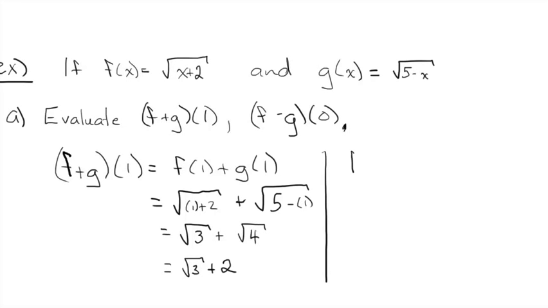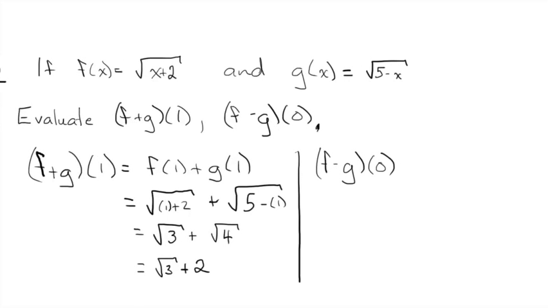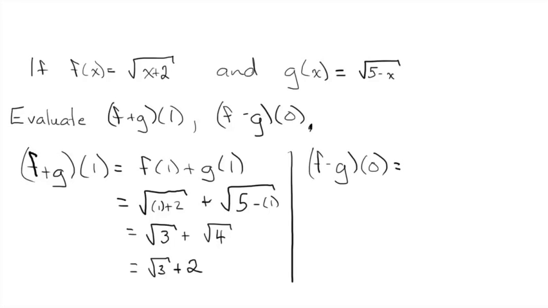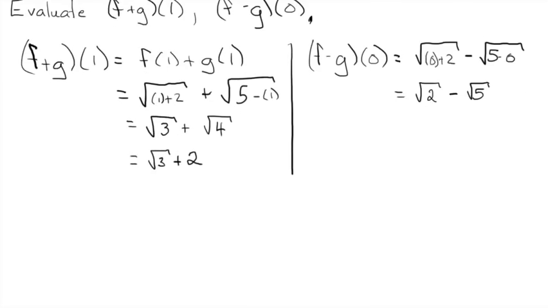F minus g, I'm just going to do the same way. So f minus g at 0. I'm going to take f, evaluate it at 0, plus 2. And I'm going to take g and evaluate that one at 0. So I'm going to have root 2 minus root 5, and that's the best I can do. So that's f minus g at 0.